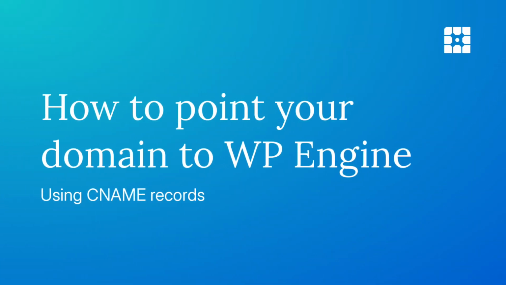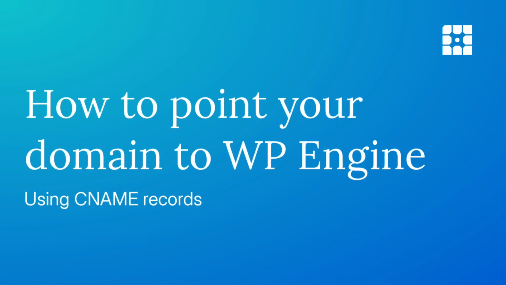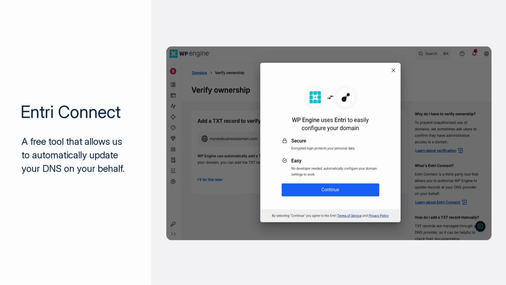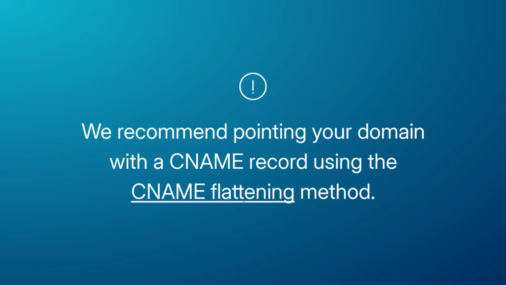There are several ways to connect your domain to WP Engine. The easiest way is to use Entri Connect, which is a built-in tool we provide in partnership with Entri to automatically update your DNS records on your behalf. But if your DNS provider isn't supported by Entri, or if you prefer to point your domain manually, we recommend pointing your domain with a CNAME record using the CNAME flattening method.